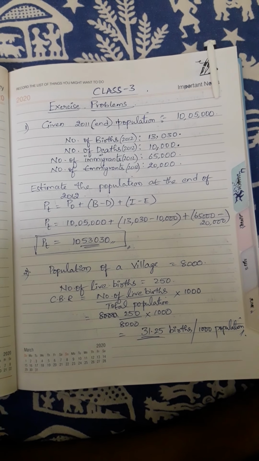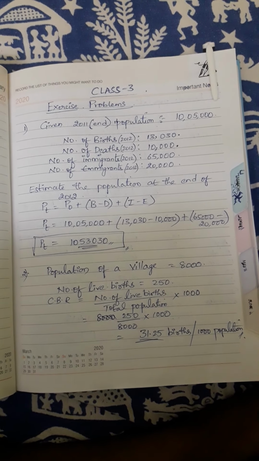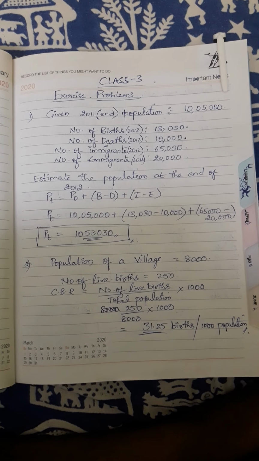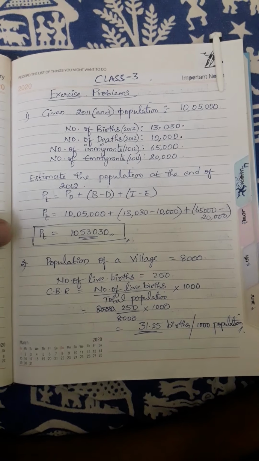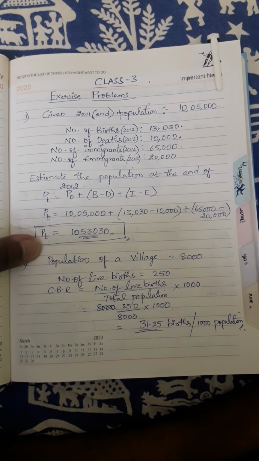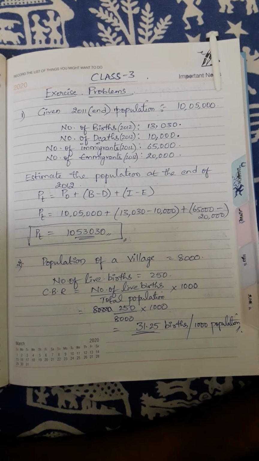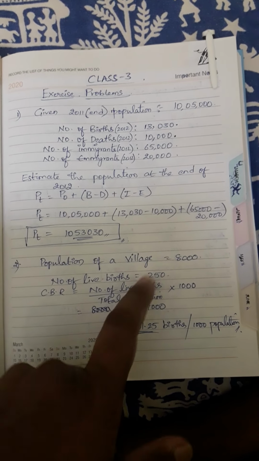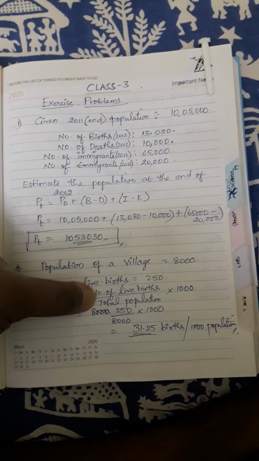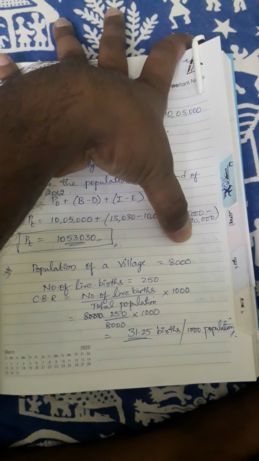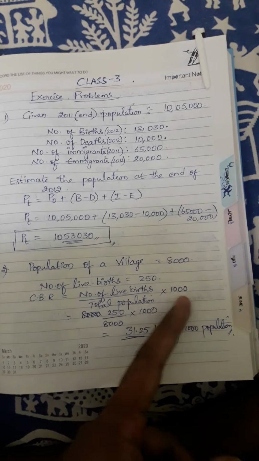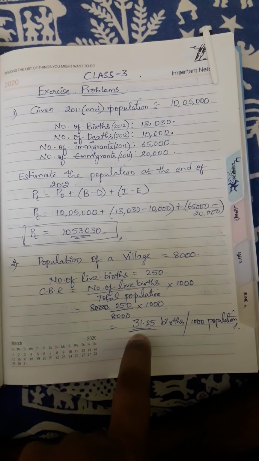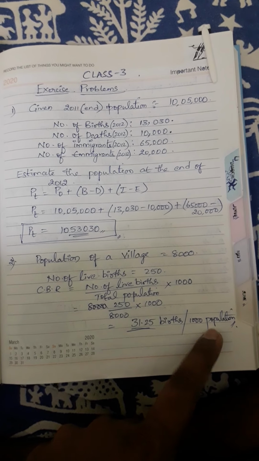Calculate the fertility rate, the CBR, crude birth rate. As I told you, total births by total population into 1000. Very simple method. Detailed information need not be taken. So total births 250, and total population 8,000. If you calculate together, 250 by 8,000 into 1000. So now, what is the birth rate per every 1000 population?